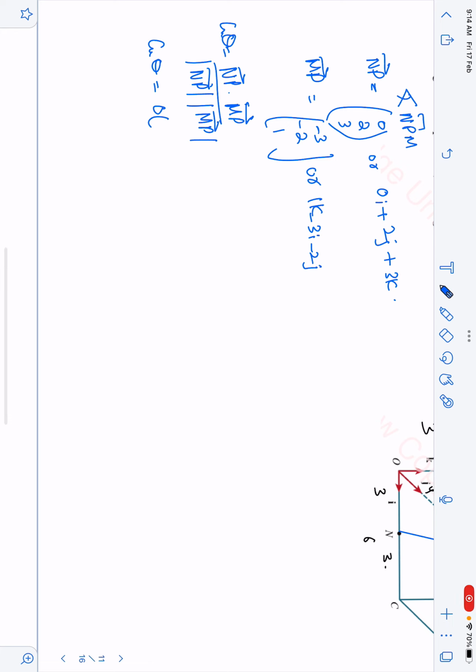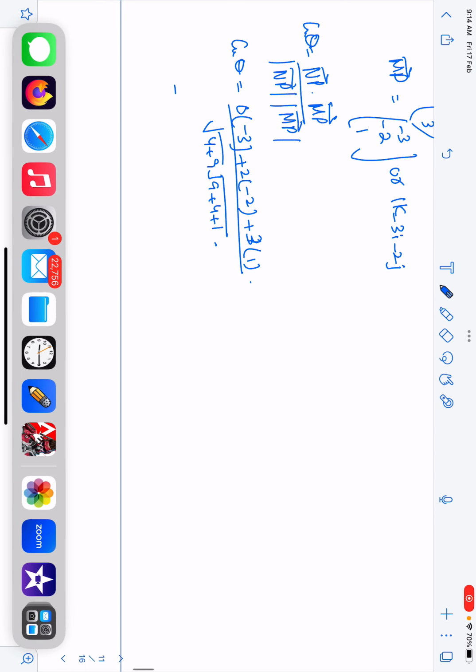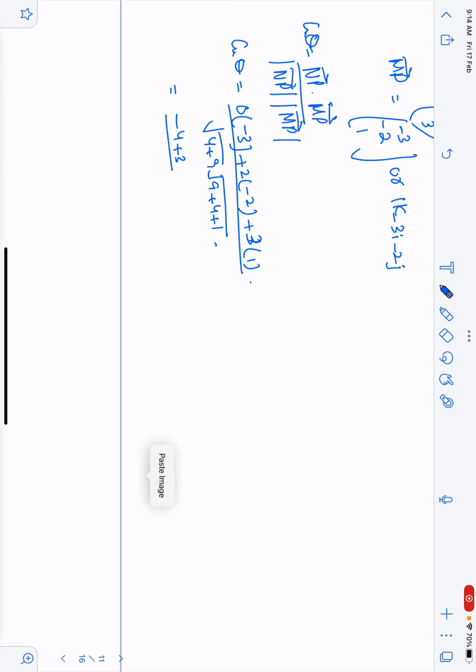So if I multiply 0 by negative 3, plus 2 by negative 2, and 3 by 1, divided by the magnitude of the first vector, which is 4 plus 9, and the magnitude of the second vector, which is 9 plus 4 plus 1, it's going to be minus 4 plus 3 divided by 13 and square root of 14. That means negative 1 upon square root of 13 times 14, which is 182, which is equal to 13.49.